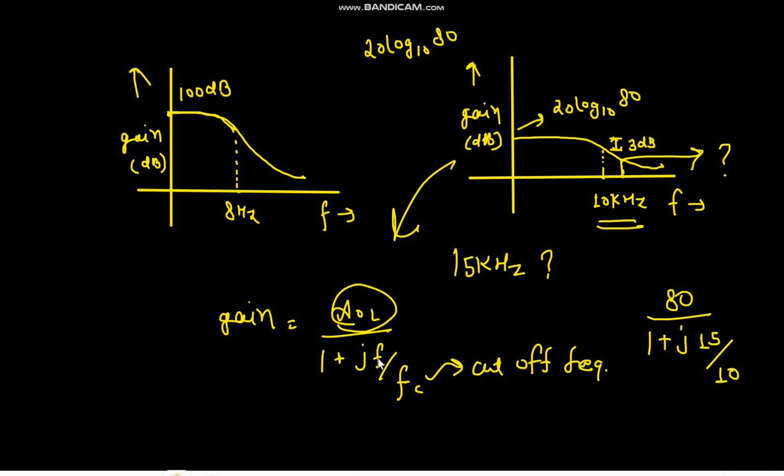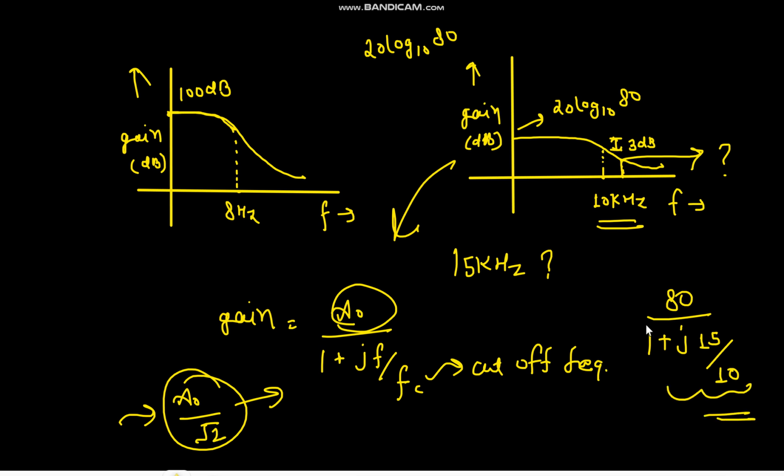Look, at f equals to fc, you will have AOL by root 2. Here I shouldn't write AOL, I should write A naught. Okay, so at f equals to fc, you will have A naught by root 2, means 3 dB lesser than the higher gain. So that's what we want, na? At fc we want 3 dB lesser gain than the highest gain, right? And at f equals to 15, this gain we will have, right? So simply this is what we needed to calculate.